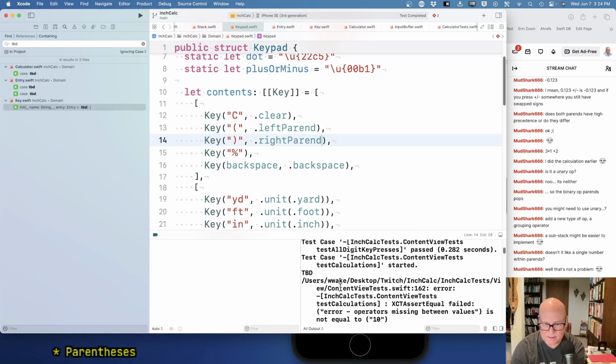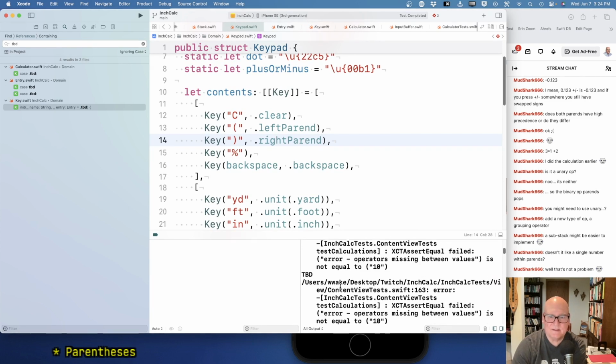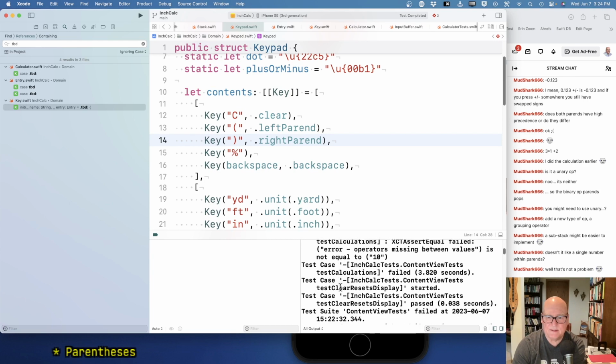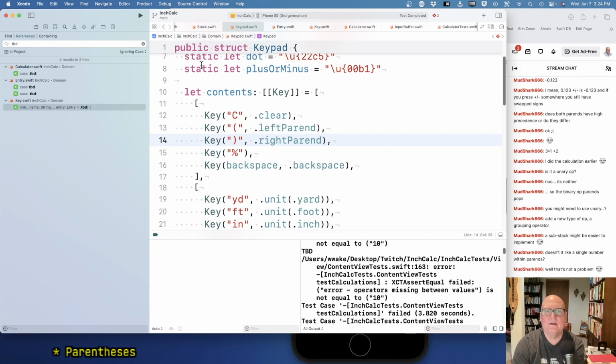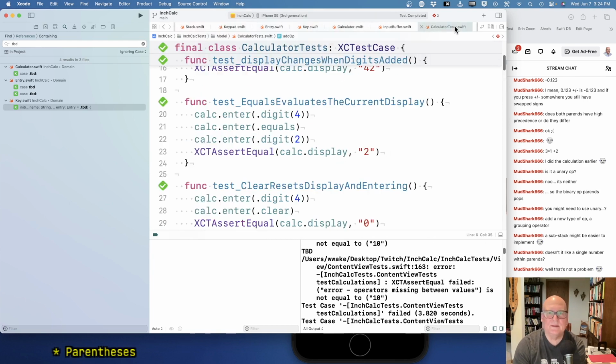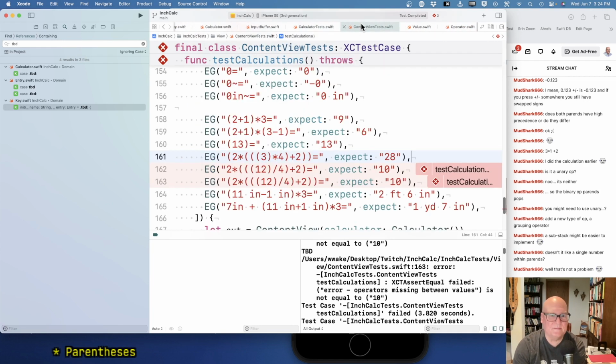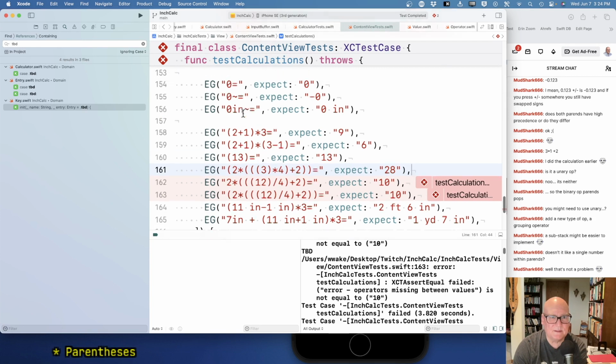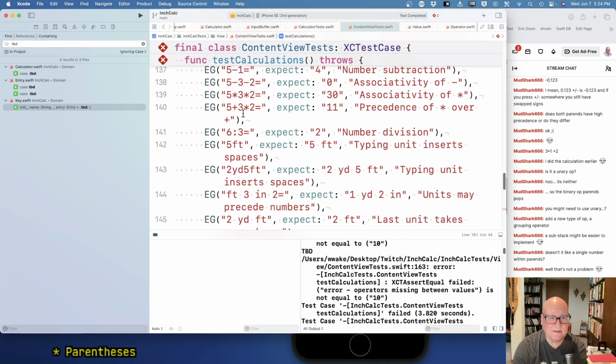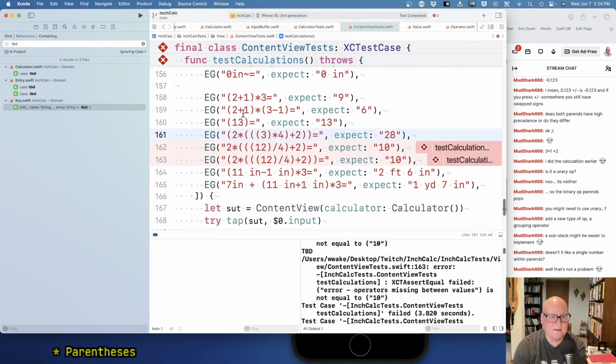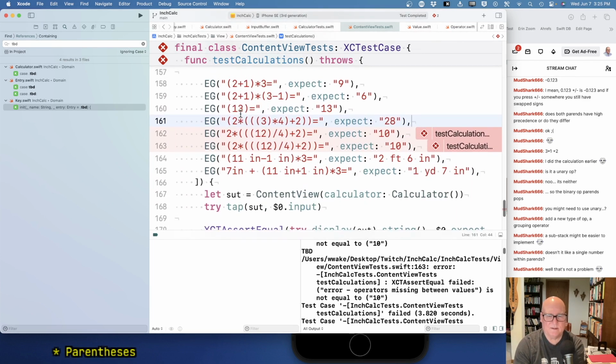Errors. TBD. Two times. I use times, right? Yeah. 2 times left parens, 3 times 4 plus 2. That just seems okay.